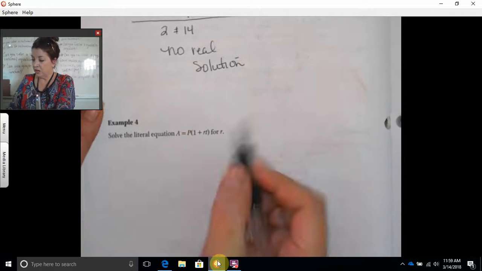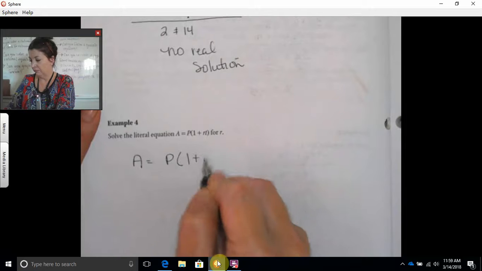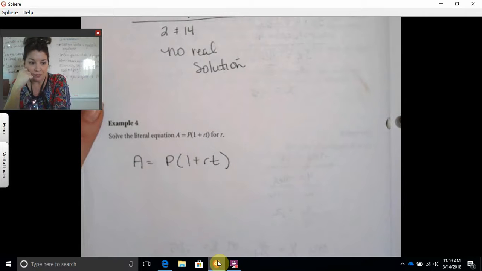Example 4, solve the literal equation. So this is just a bunch of variables. You do have one number in there. But it wants you to solve it for r. Okay? So that just means we do it the same way we do it with numbers. It's just variables instead of numbers. You do this a lot in geometry when you rearrange formulas and stuff.